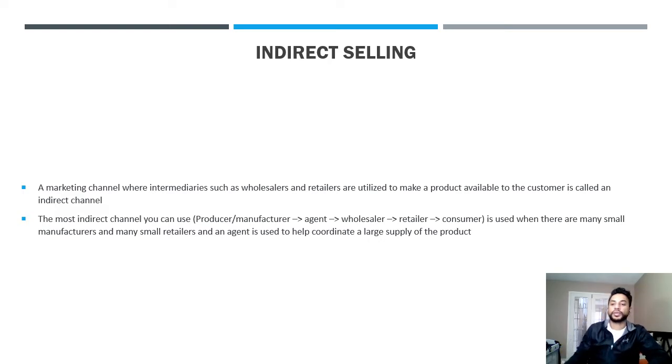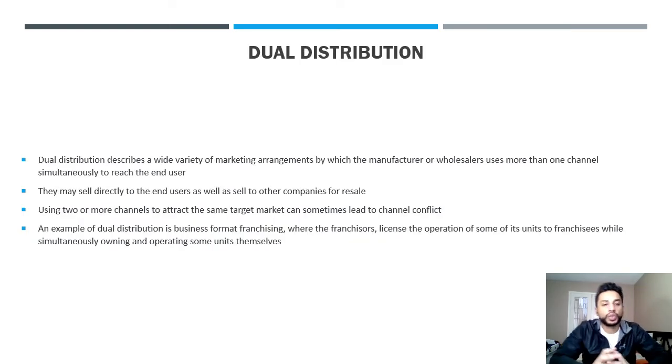Very, very simple. Dual distribution describes a wide variety of marketing arrangements by which the manufacturer or wholesaler uses more than one channel simultaneously to reach the end user. A lot of companies do this, right? They do direct selling and they do indirect selling. An example of dual distribution is business format franchising, where the franchisors license the operation of some of its units to franchisees while simultaneously owning and operating some units themselves.